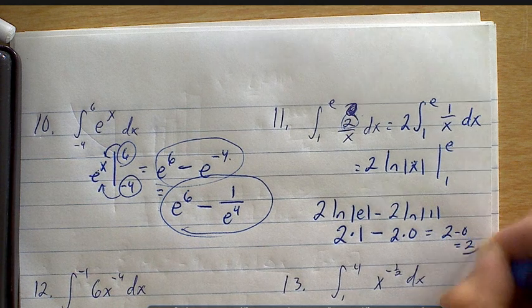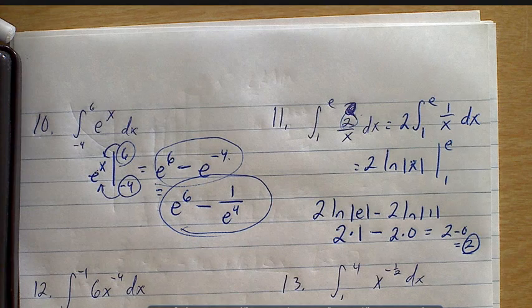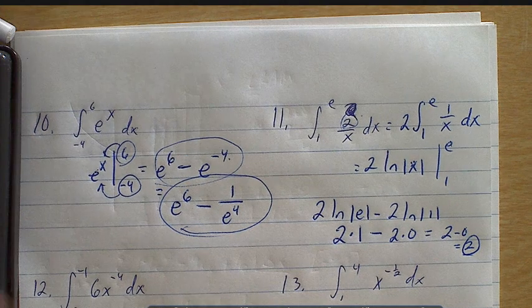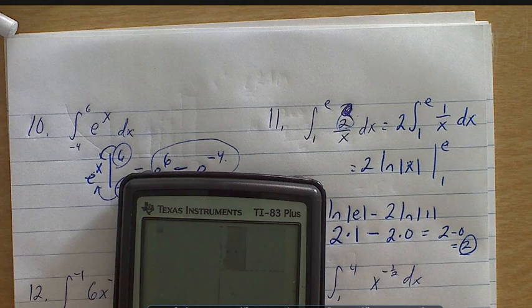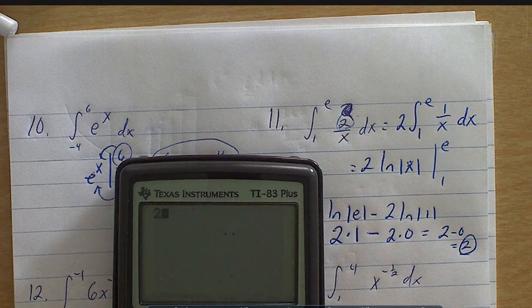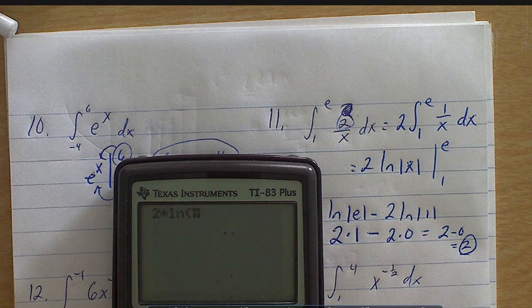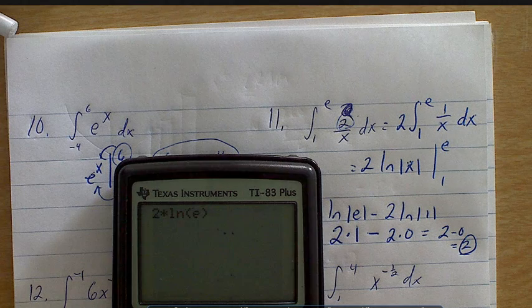And again, you can put this into your calculator, it's the same thing. 2 times the natural log of e minus 2 natural log of 1, and you get 2.